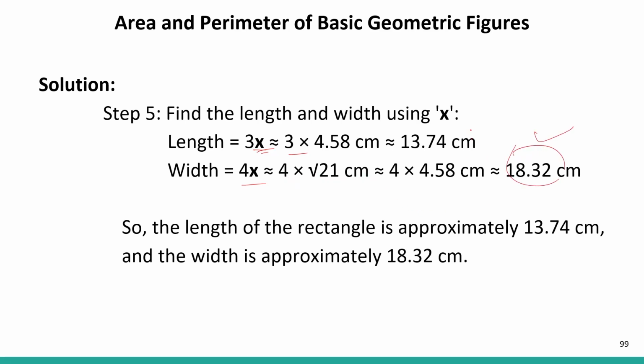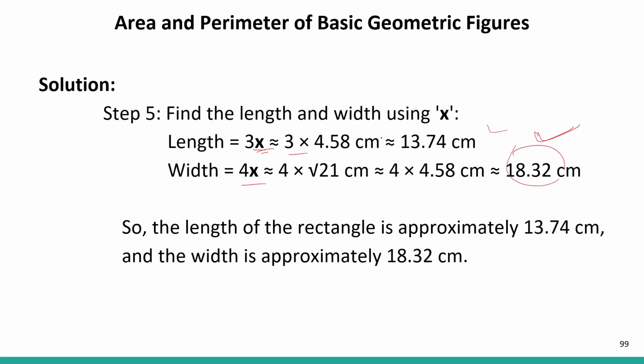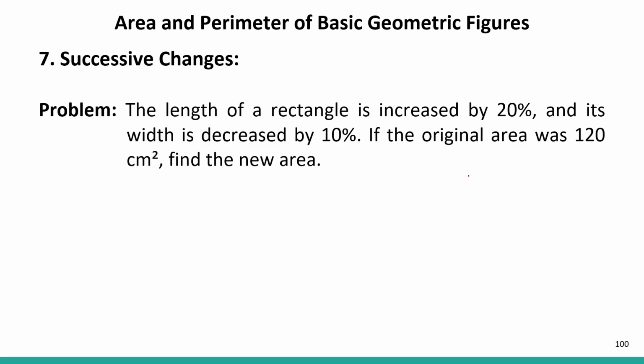So these are the length and width respectively for the given question. That is, the sides of a rectangle are in the ratio of this and its area is this much. Then find the length and width of the rectangle. So length will be approximately 13.74 centimeter, and width will be 18.32 centimeter approximately. Okay, so let's try to see the seventh kind of question, that is on successive changes.